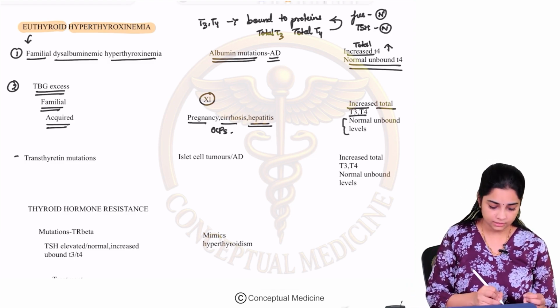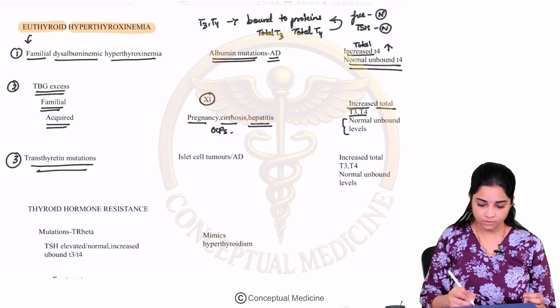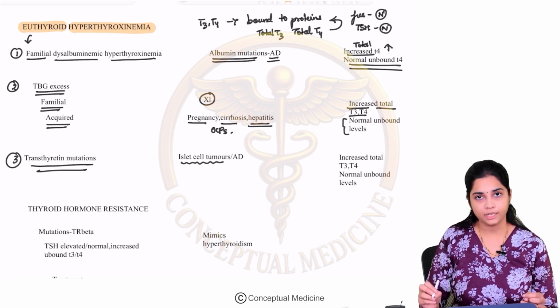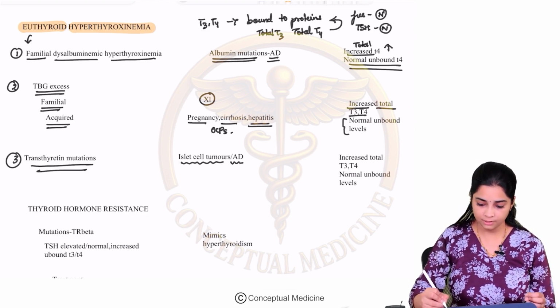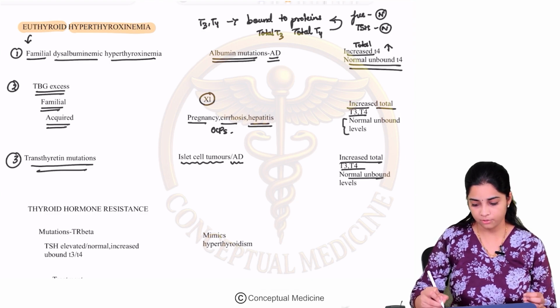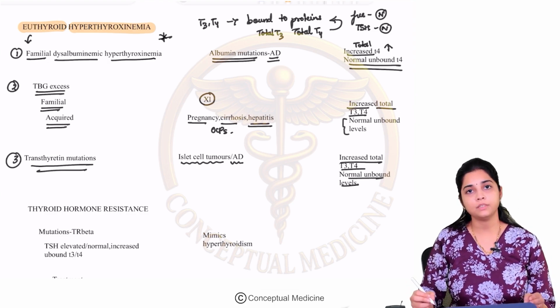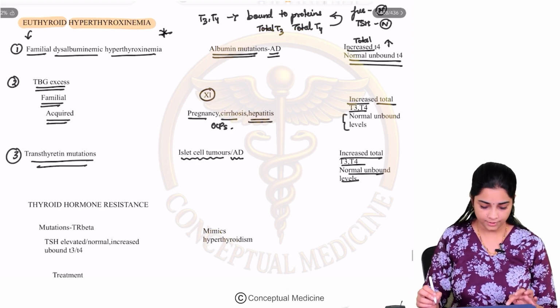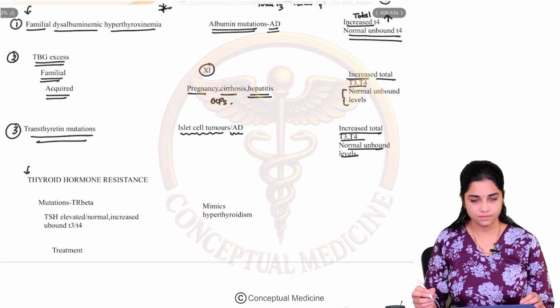Then third, there can be mutations in your transthyretin protein. This can be seen in an acquired form like islet cell tumors or inherited in an autosomal dominant fashion, and even here there is increased total T3, T4 with normal unbound levels. So, this is your euthyroid hyperthyroxinemia. Clear? Fine. Now, let us look at the next part, which is your thyroid hormone resistance.